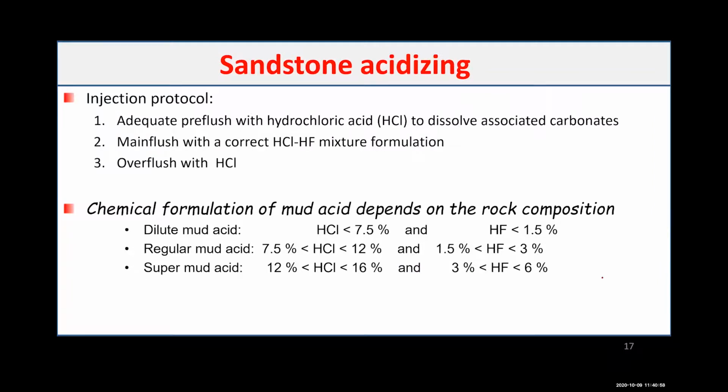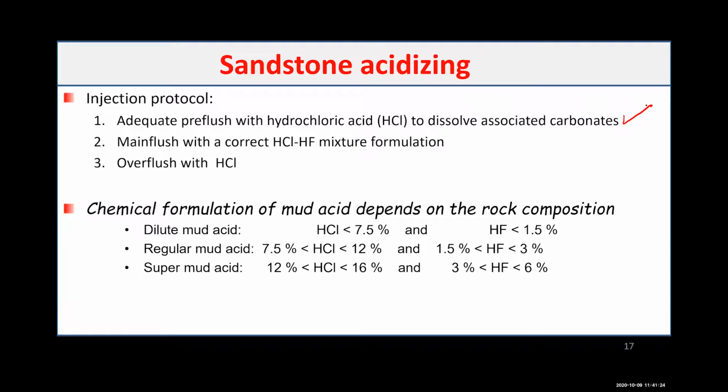The best way to inject sandstone acidizing, usually we do it in 3 steps. The first step, we inject HCl only. The idea here is just to remove any carbonate. We know when HF reacts with the calcium carbonate, it produces calcium bifluoride, and calcium bifluoride will precipitate immediately. Therefore, we would like to pump HCl first to completely dissolve the carbonate.